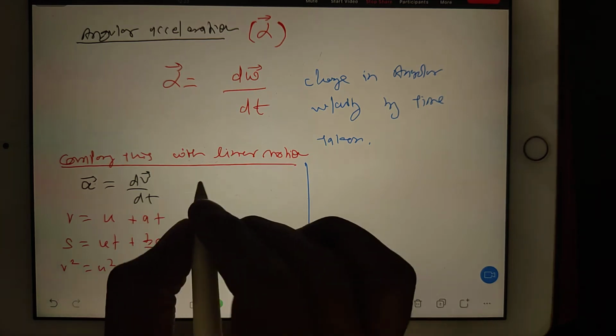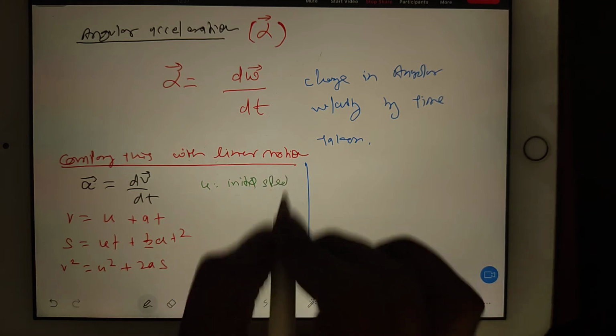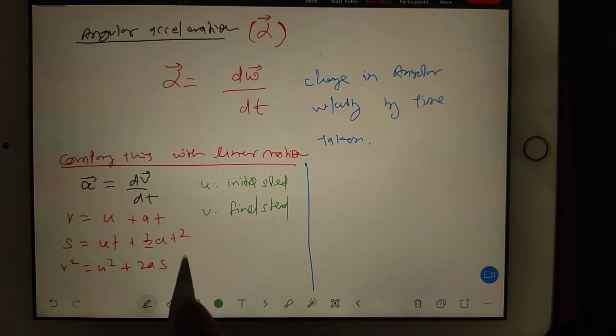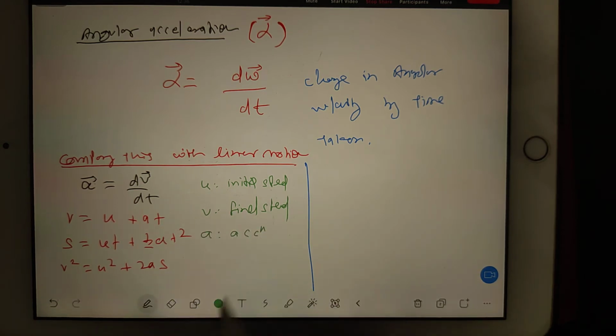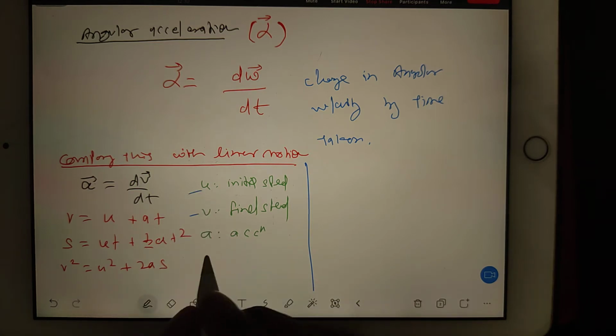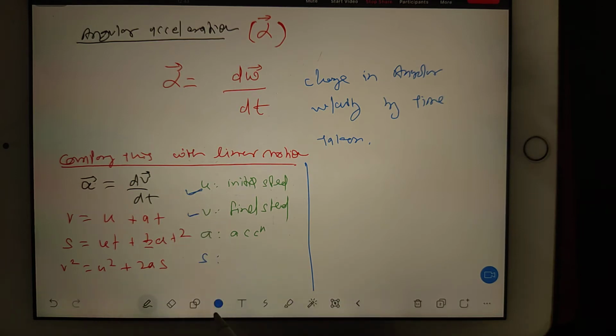Here your u is your initial speed, v is your final speed, and your a is acceleration. Because of acceleration only your speeds are not the same, they are changing. And your s is the distance, because when there is speed, the object will cover some distance, and t is nothing but the time taken.